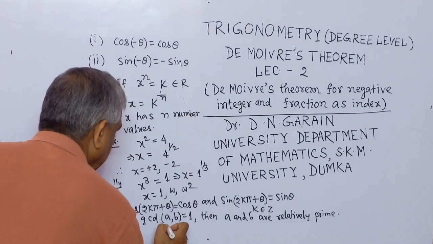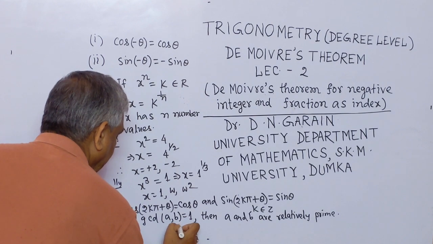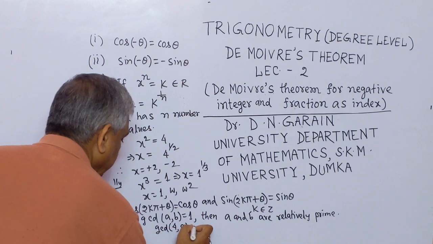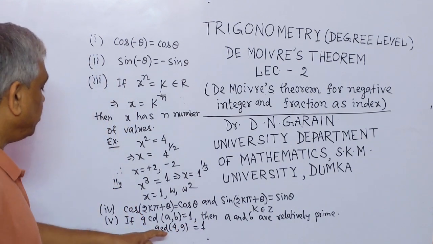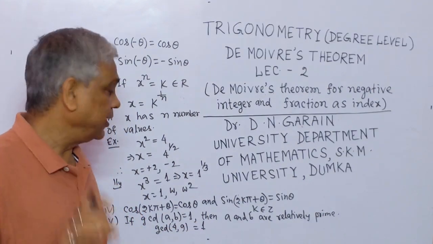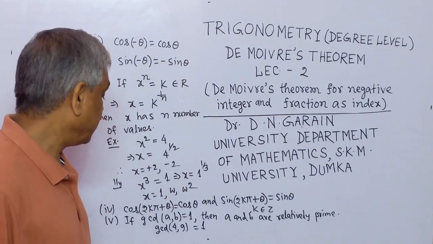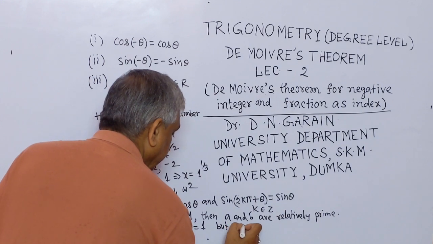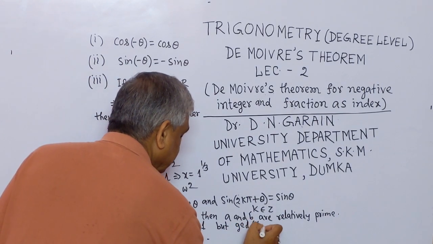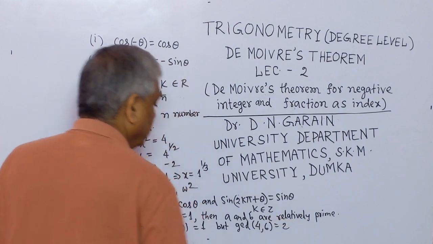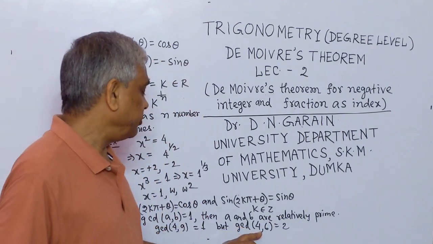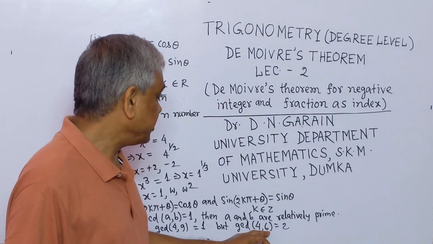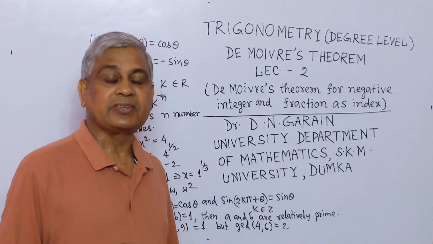Example, 4 and 9: GCD, HCF equal to 1. So 4 and 9 are relatively prime numbers. But GCD of 4 and 6 equal to 2. HCF of 4 and 6 is 2. Then 4 and 6 are not relatively prime numbers.